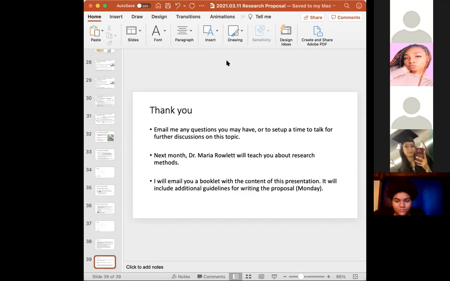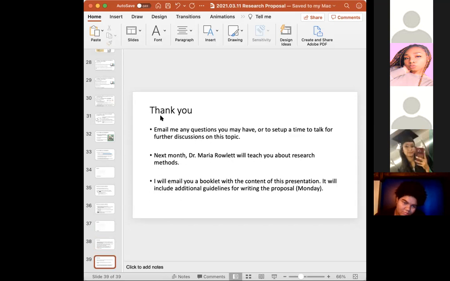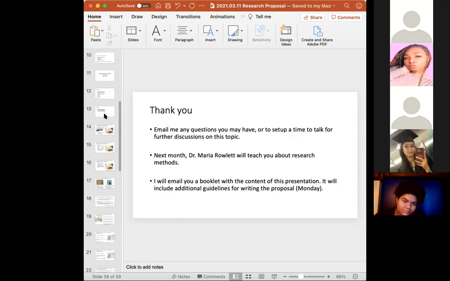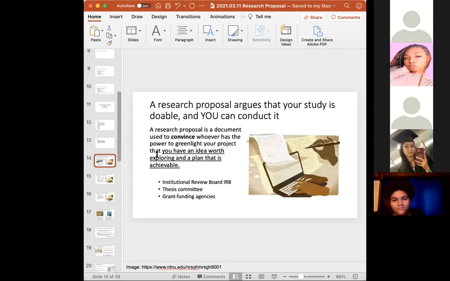Is that okay? You said the Word version. Yeah, it's pretty much the same, except that you don't have the outline. Oh, okay, good. Thank you. It also removes some of the images. Any additional questions?